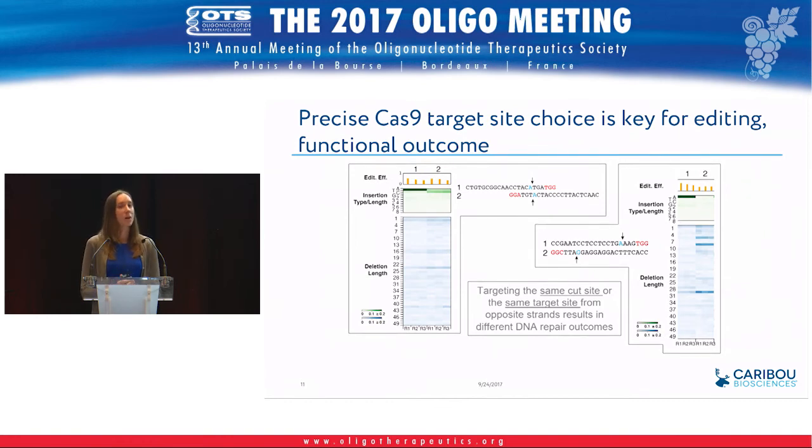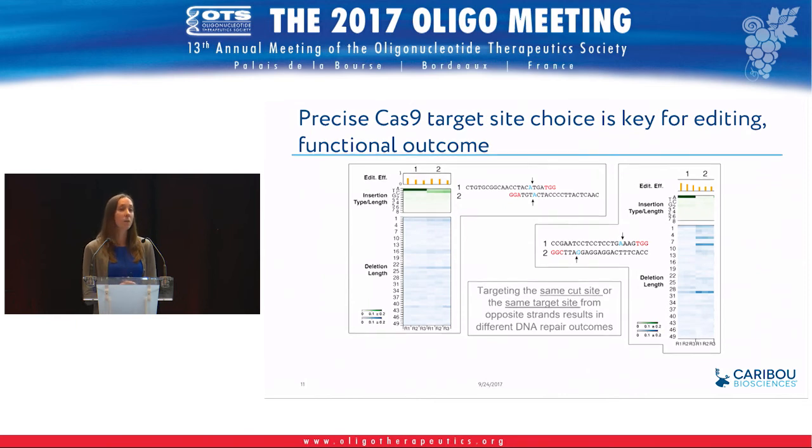Additionally, on the right, we're looking at two guides that target the exact same 20 nucleotide sequence, again from the opposite two strands, and again we see dramatically different DNA repair profiles. In data that I don't have time to fully walk you through today, we've published some and I'd be happy to answer questions later on.